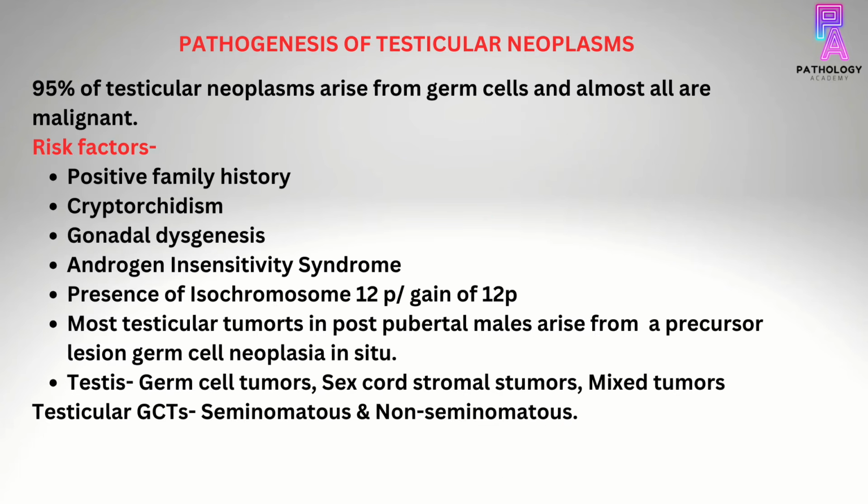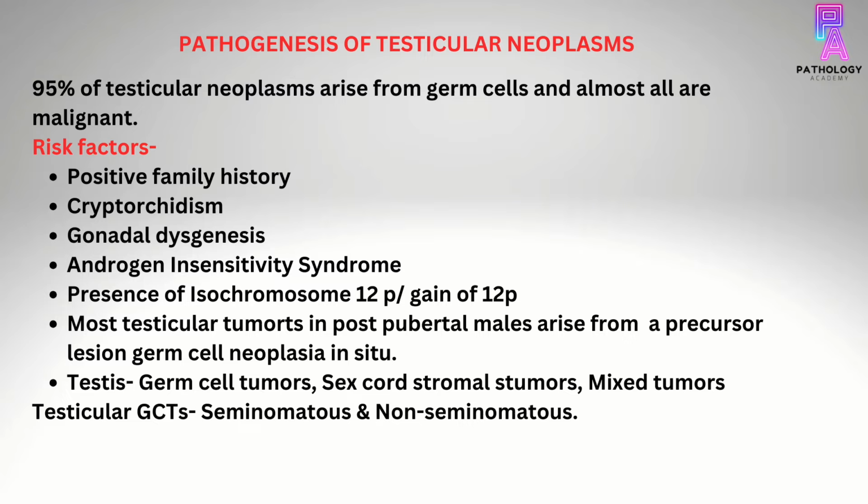Talking about the pathogenesis of testicular neoplasms. Well, 95% of testicular neoplasms arise from the germ cells and almost all are malignant. The risk factors include positive family history, cryptorchidism or undescended testis, gonadal dysgenesis, androgen insensitivity syndrome, presence of isochromosome 12p. Most testicular tumors in postpubertal males arise from a precursor lesion, germ cell neoplasia in situ.